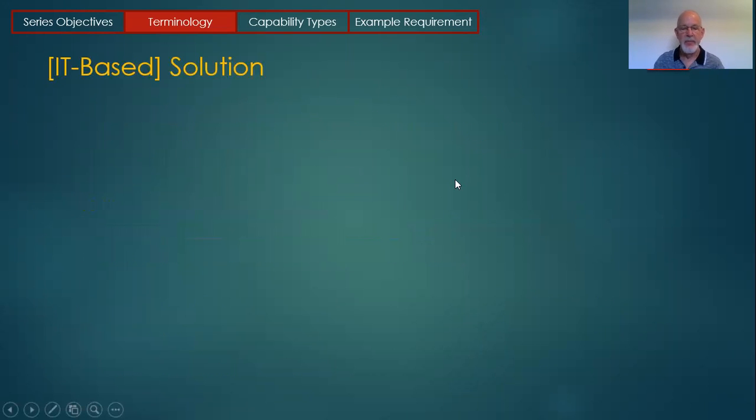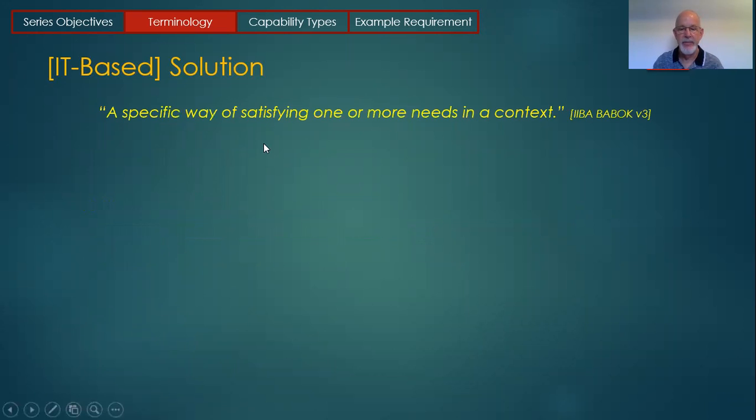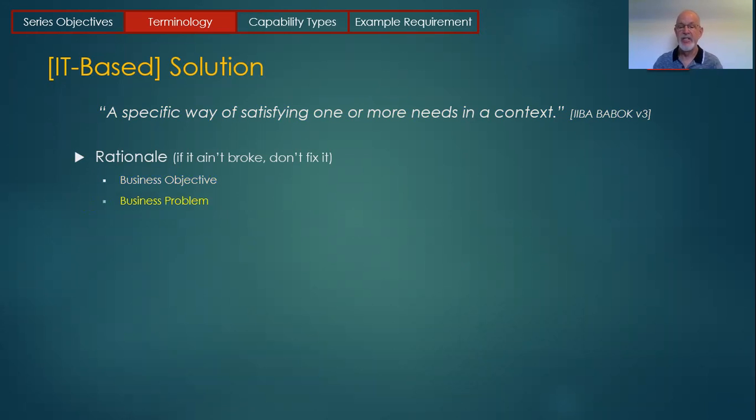So let's look at what we mean by an IT-based solution. The BABOK says a specific way of satisfying one or more needs in a context. So we have the concept of rationale. That's why you want to change. If it ain't broke, don't fix it. So there should either be a business objective or some business problem that's of interest. That's why we want to change.